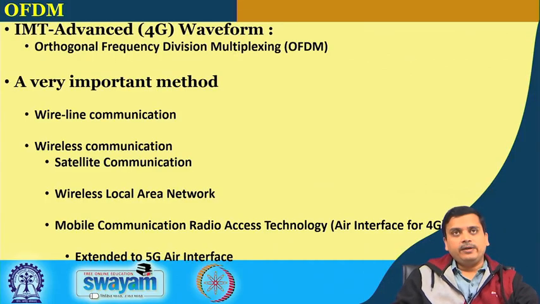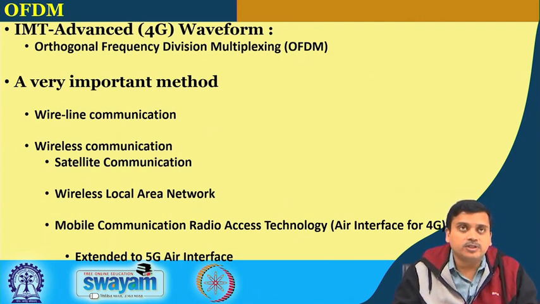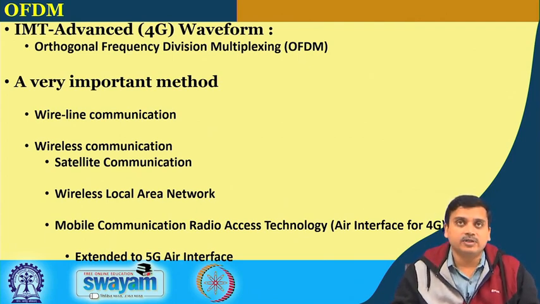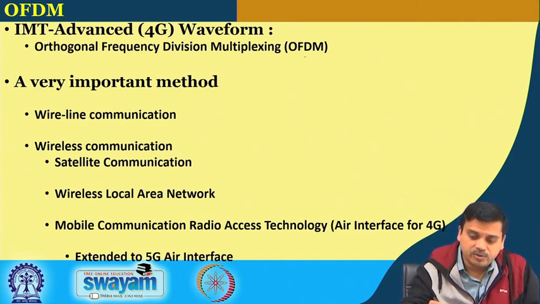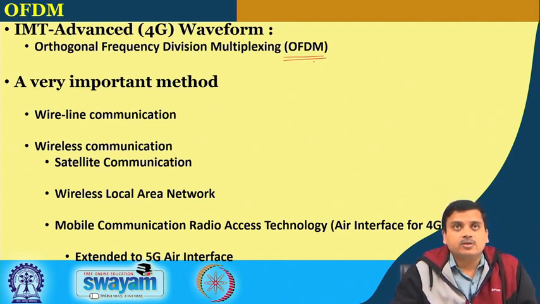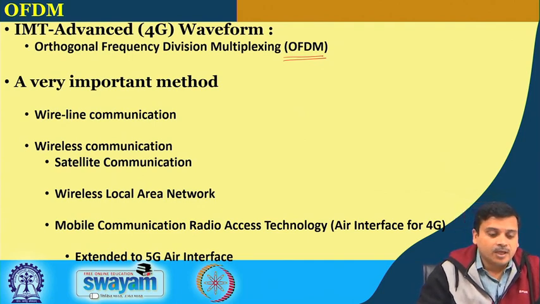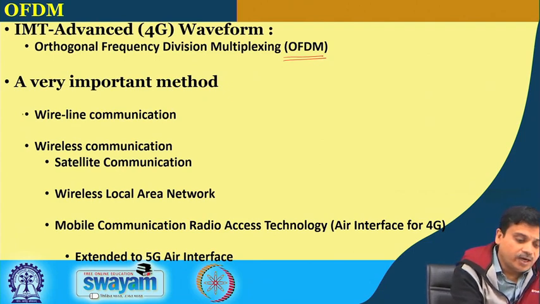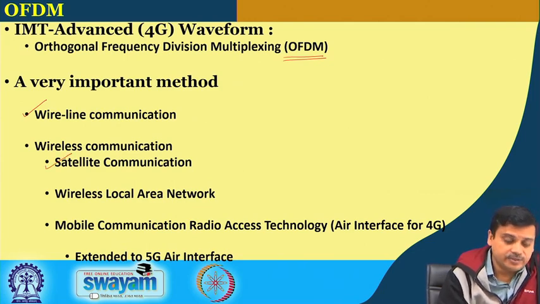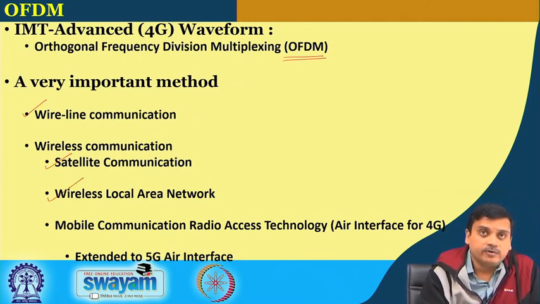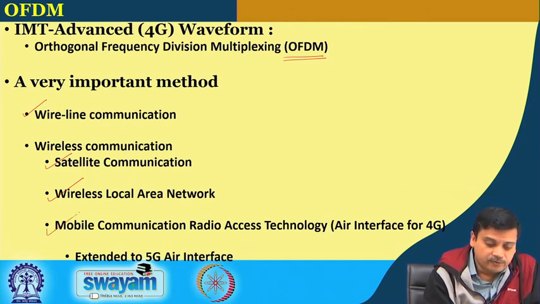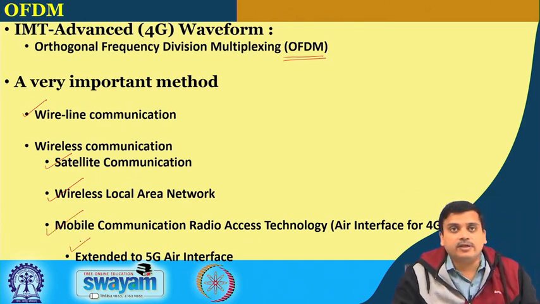So, moving ahead, when we talk about 4G, it is essentially IMT-Advanced. We have already said that, and this uses OFDM as it is written over here. So, when we talk about 4G, the main word that comes to our mind is the OFDM technology in terms of air interface. It is a very important method, as we have already said, because it is used for wireline communication. It is used for wireless communication, namely satellite. We will see that. It is used for local area networks. We have already said that. It is used for 4G as well as its extended version in 5G.